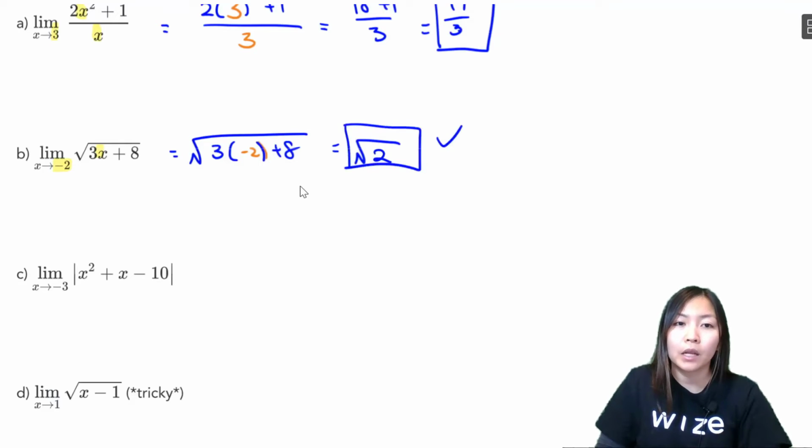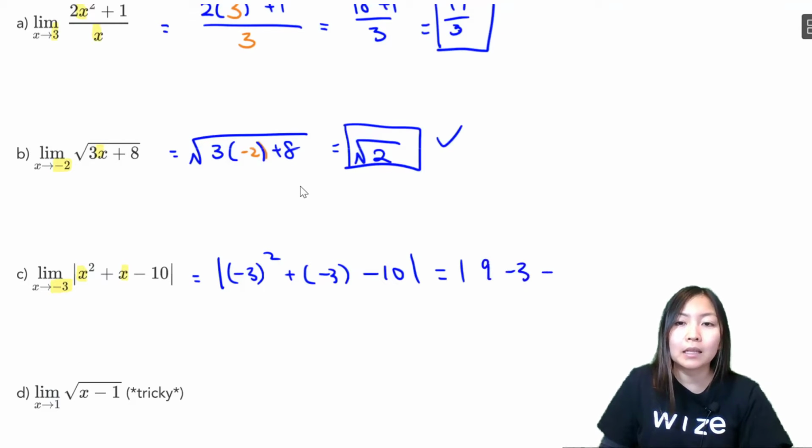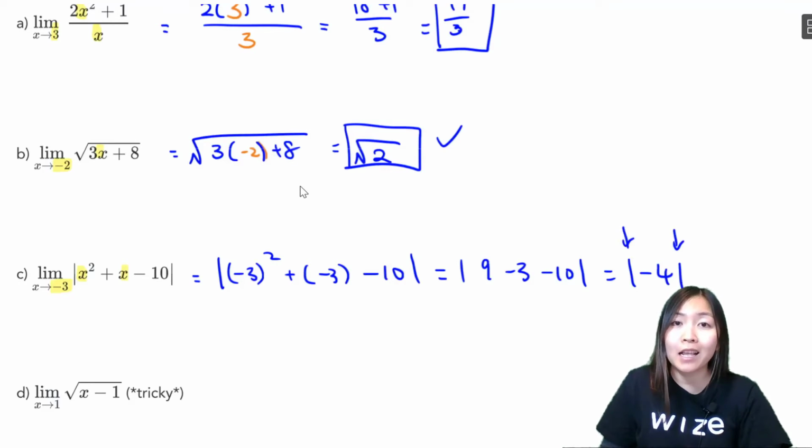That's it. How about with absolute values? Do the exact same thing. Whenever there's an x, I'm going to sub in negative 3. So I get absolute value of negative 3 squared plus negative 3 minus 10. Simplify, take your time, especially with the positive and negatives. You're going to get 9 minus 3 minus 10, which is the absolute value of negative 4. Now, absolute values are super nice. They actually turn anything into a positive. So this guy turns it into a positive 4.